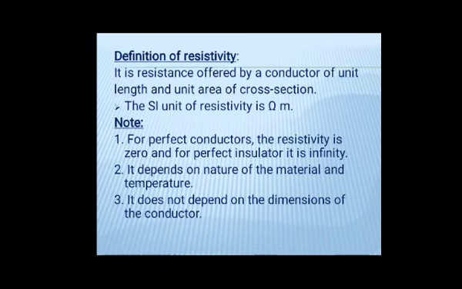Here there are some points which are related to resistivity. For perfect conductors, the resistivity is 0, and for perfect insulator it is infinity. Resistivity depends on nature of the material and temperature, but it does not depend on the dimensions of the conductor. Means resistivity is not depending on length, it is not depending on area of cross section of the conductor. It is independent of dimensions. Most important point, try to remember it.